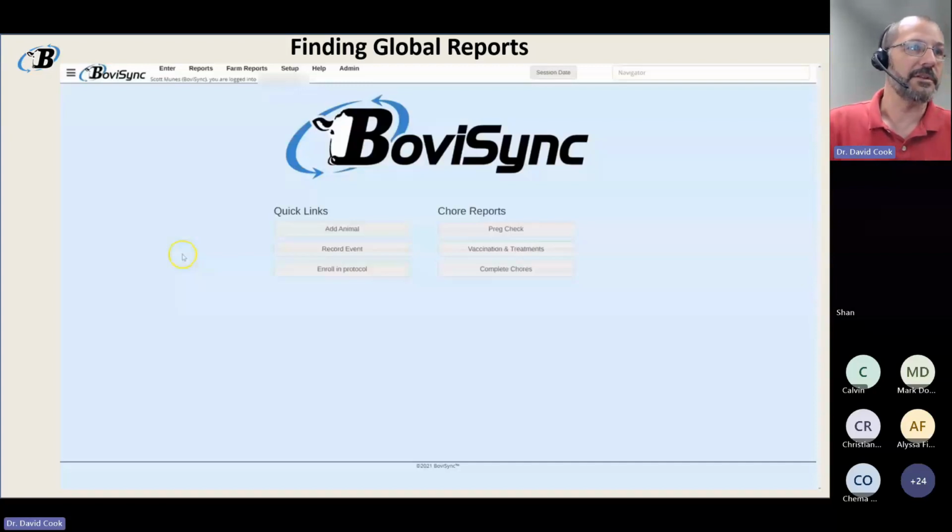Those first couple of check marks are some of the user reports or farm reports. You can narrow it down to being just some of the global reports if you want.